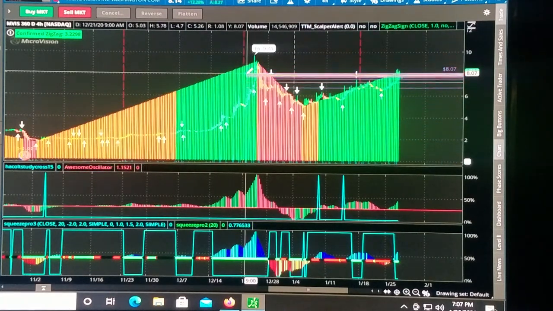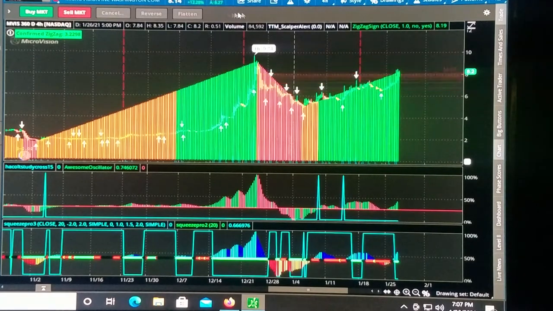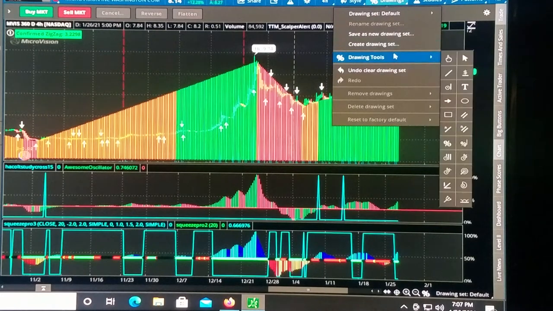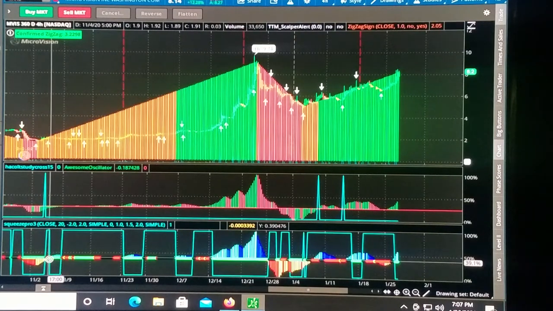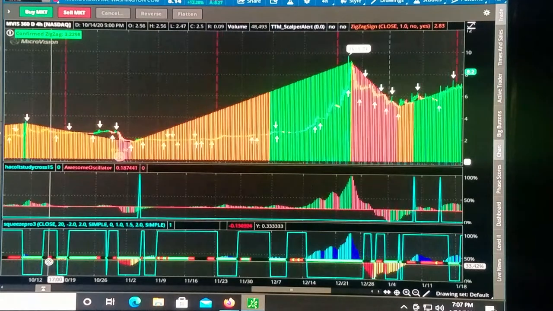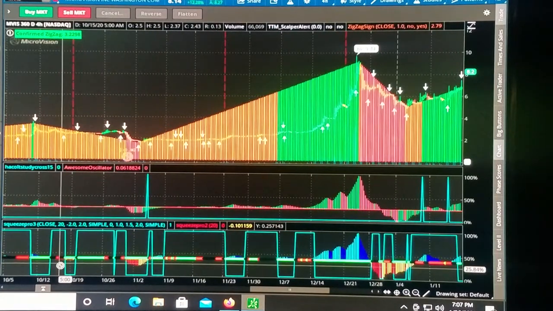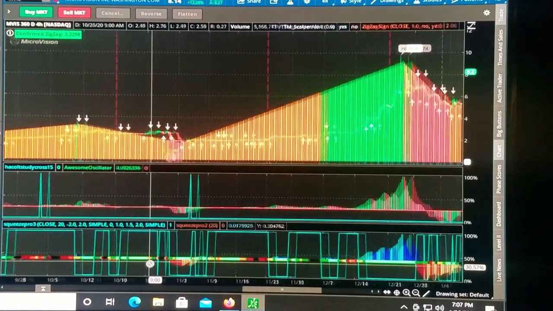Oh, we're trying to draw Fibonacci's here. Let's remove our drawings, and we'll get back over to our line drawing tool. Now, I've noticed the red dot in the middle of the black dots. So if you can find the one red dot squeeze, that's usually a good sign of a move I'm noticing.